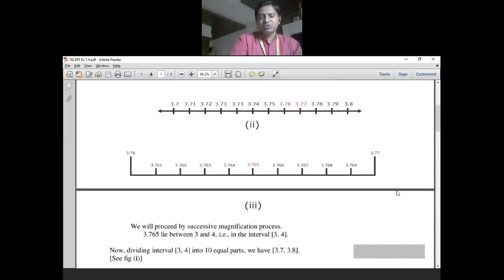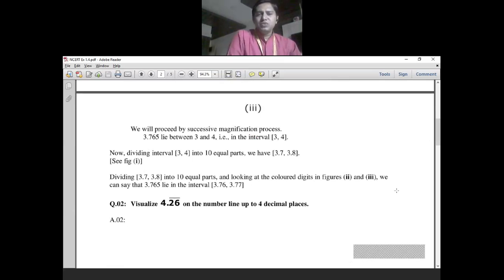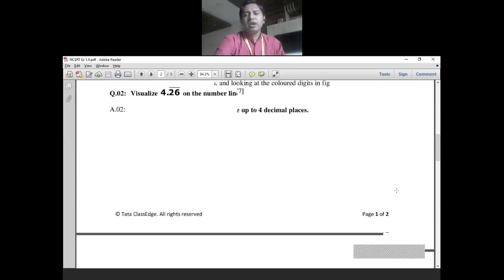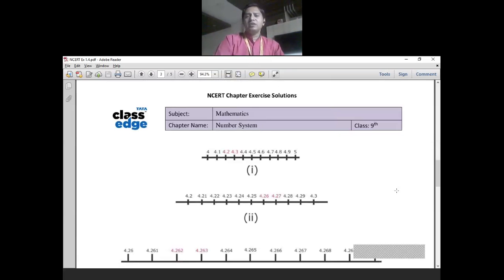Now question number 2 of exercise 1.4 says we need to visualize 4.26 bar on number line up to 4 decimal places. Up to 4 decimal places, it means we need to represent 4.2626 on number line with the help of successive magnification method. So we can easily identify the number will lie in between 4 and 5. Here we'll magnify the number line in between 4 and 5, that is 4.1, 4.2, 4.3, up to 4.9, 5. Further, it will lie in between 4.2 and 4.3.